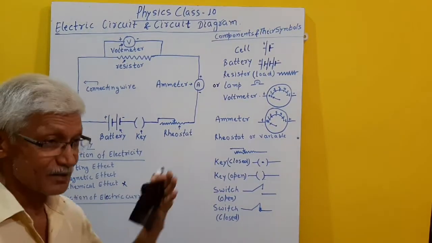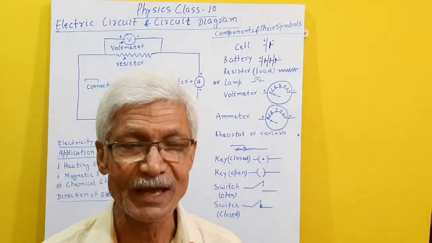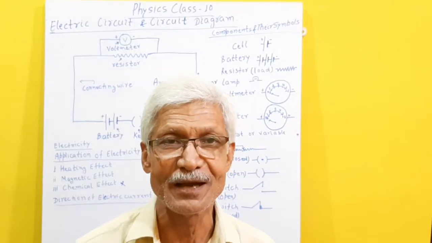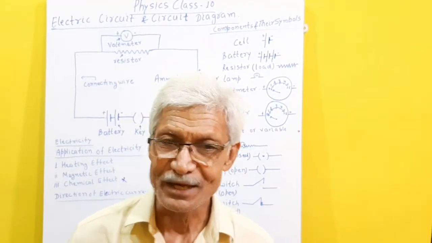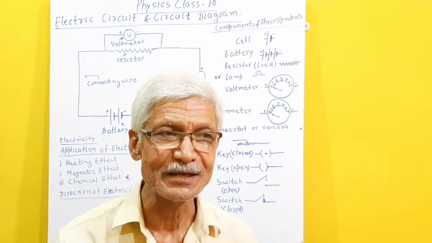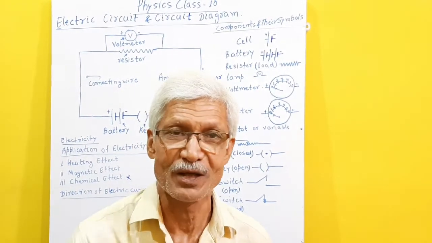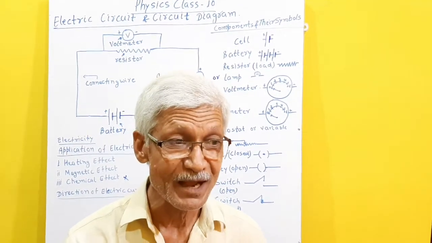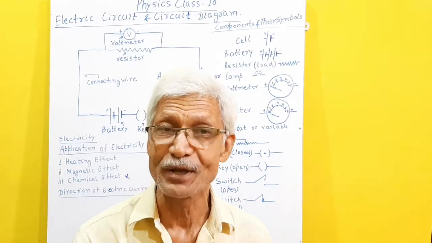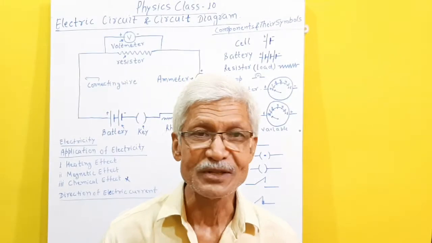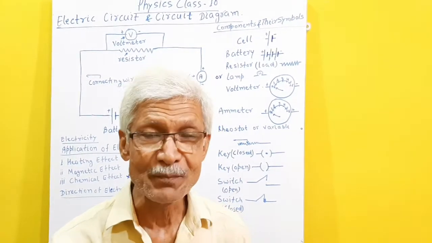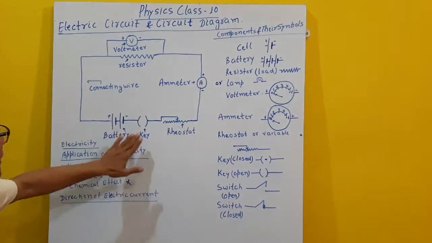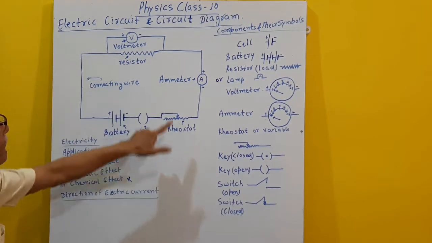But before going to read or discuss electricity, we must know about the electric circuit and the circuit diagram. What is an electric circuit? Actually, an electric circuit is a continuous closed path through which electric current flows. And when this electric circuit is represented on paper, it is called a circuit diagram, in which the symbols of the different components are used. Here I have drawn a simple electric circuit diagram.